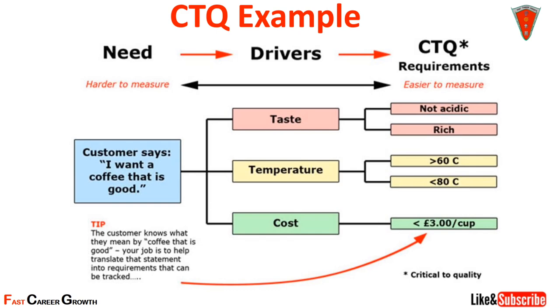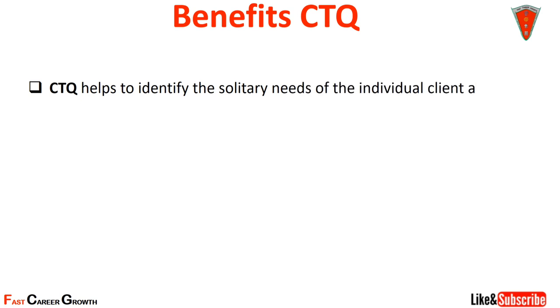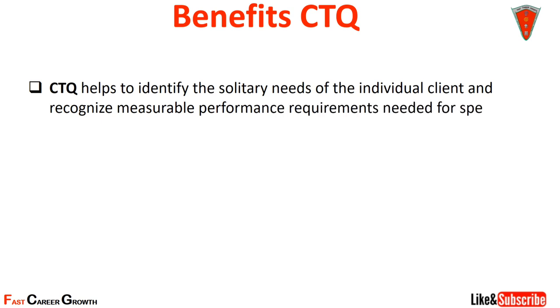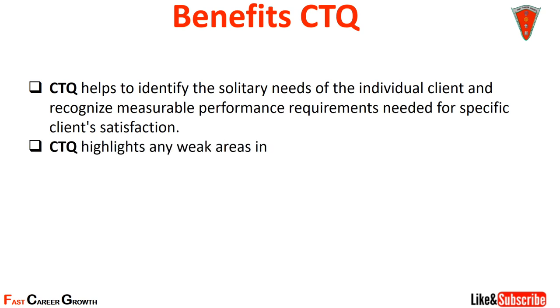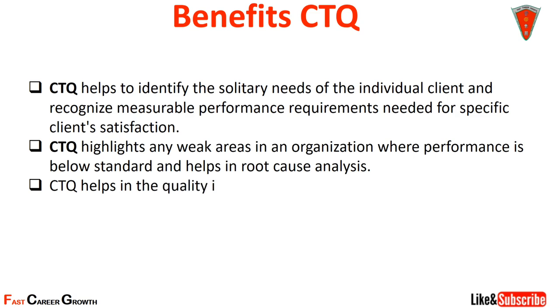In the next slide, we will learn about the benefits of critical to quality. Critical to quality helps to identify the singular needs of the individual client and recognize the measurable performance requirements needed for specific client satisfaction. The next benefit is that critical to quality highlights any weak areas in an organization where performance is below standard and helps to find the root cause. The third one is that critical to quality helps in the quality improvement of a product or service.